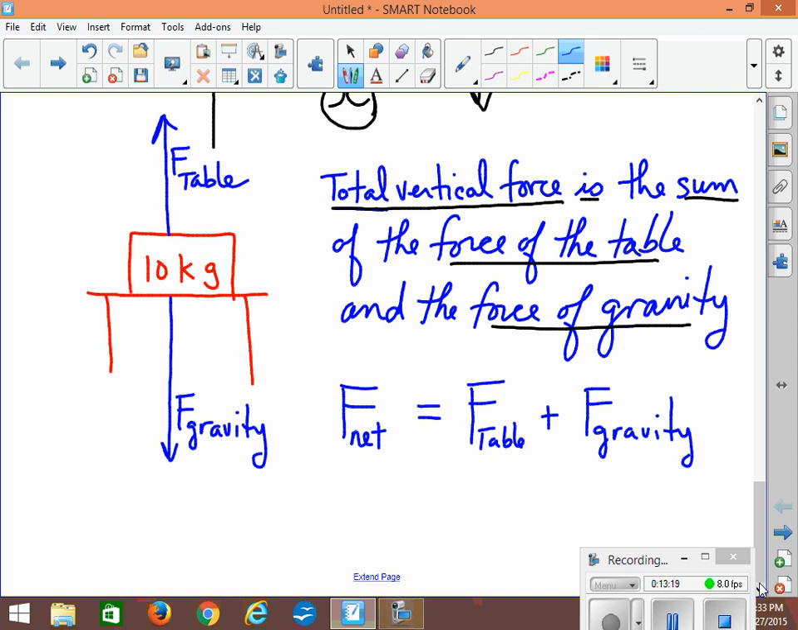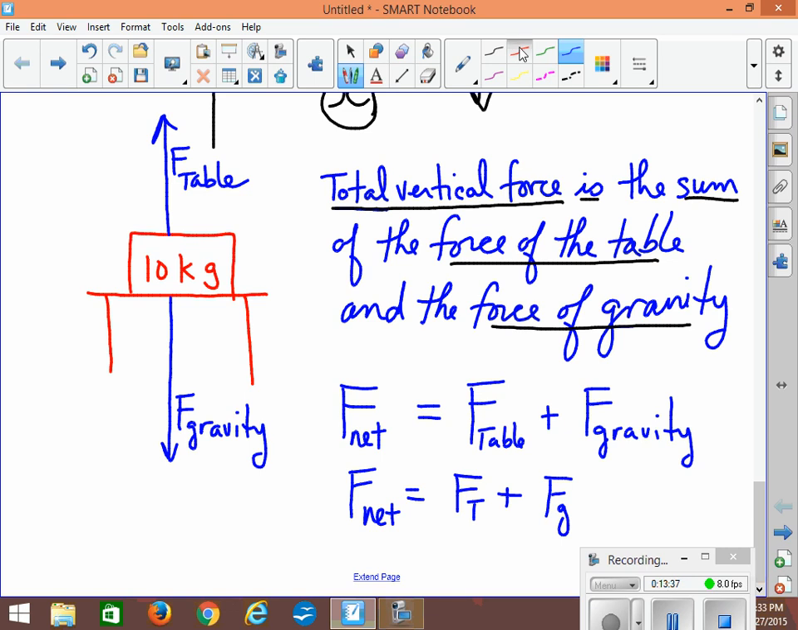And if we don't write all of the words in, we often like to take shortcuts. F net equals F. We could put a little T for table and a G for gravity. So you see how we get shortcuts. And that's how we would describe the vertical forces of that particular picture.